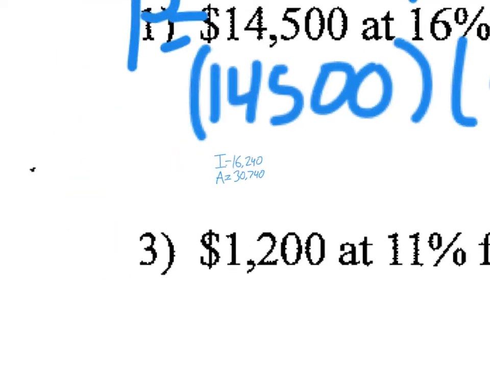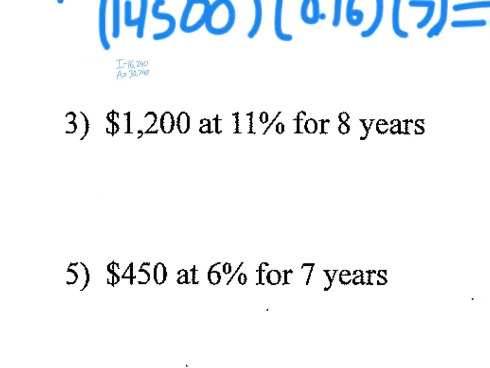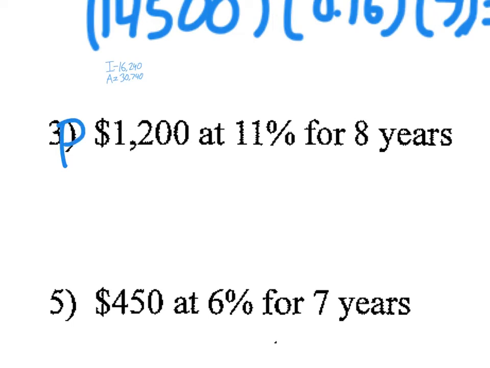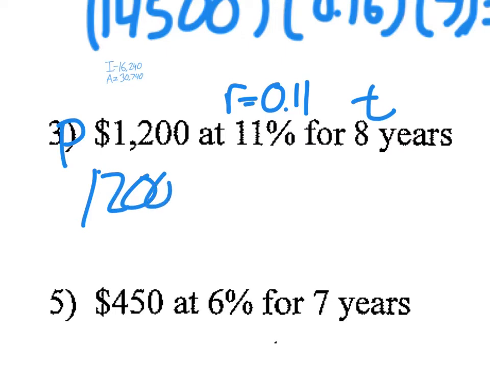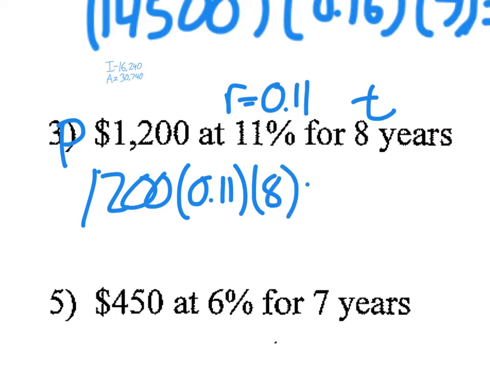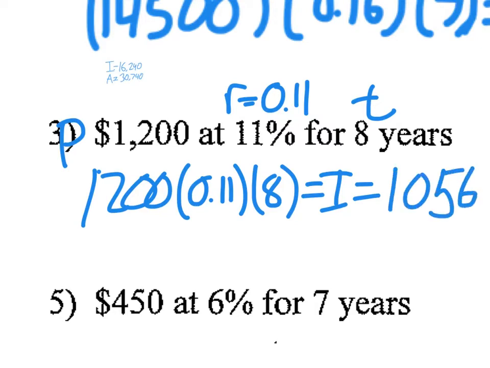Show you guys a few more just to clarify on that. All right, so here's our principal. Here's our rate. But our rate is going to be 0.11 because we moved the decimal 2 to the side. And then this is going to be our time right here. So we're going to do 1,200 times 0.11 times 8 years. When we multiply that out, that's going to be our interest. And our interest is going to be $1,056.